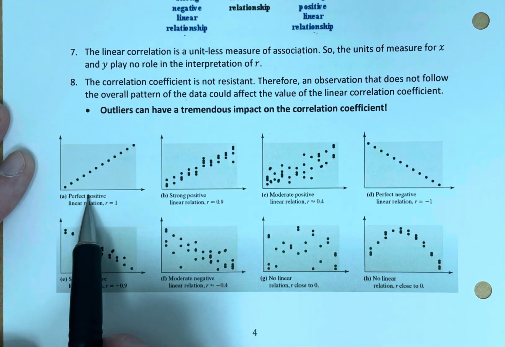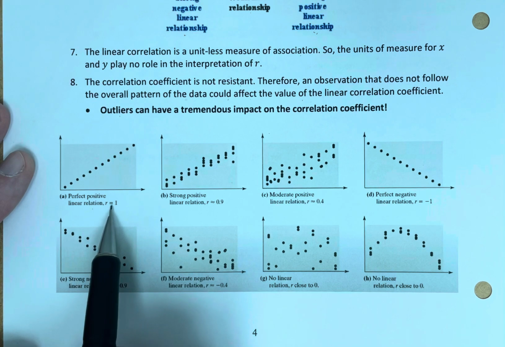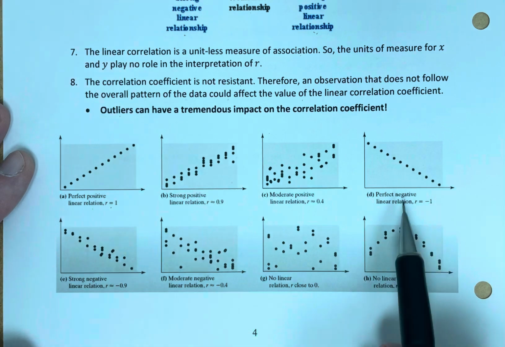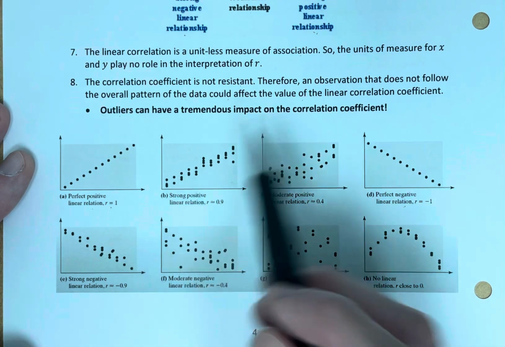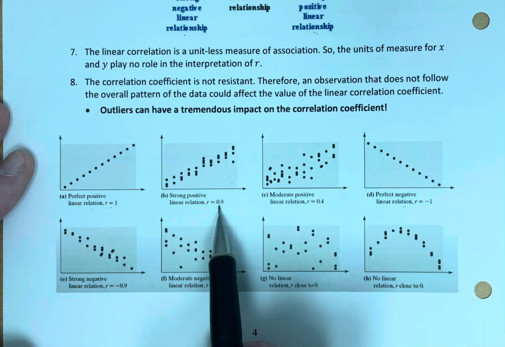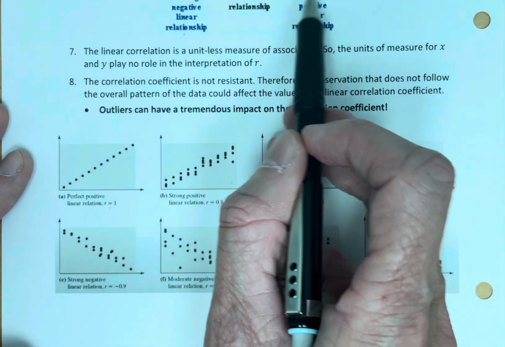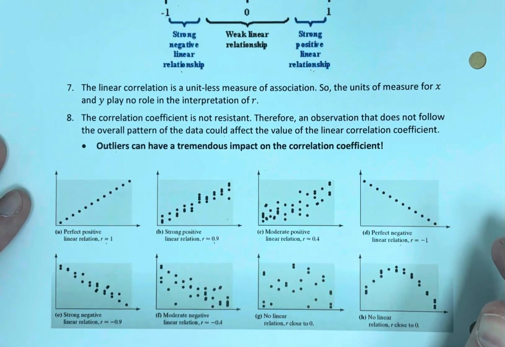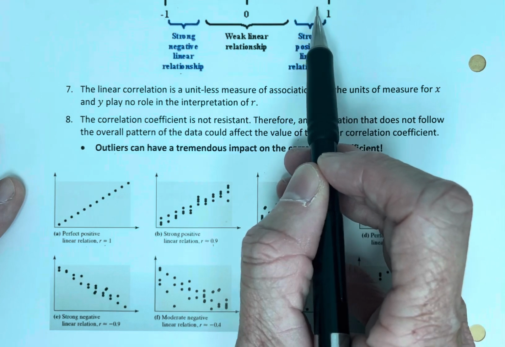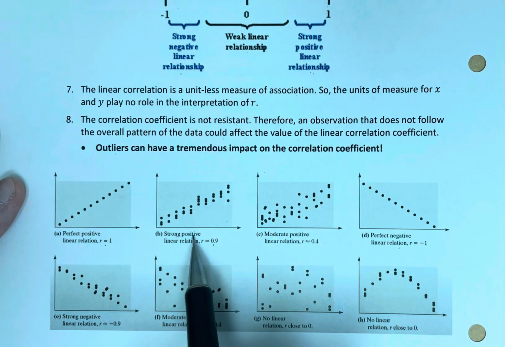Here are some samples of strong, positive, negative, and different strengths. So here's our perfect positive. R is equal to 1. I can draw a beautiful line right through all those points. Here's our perfect negative. Okay, here is a strong positive. In this case, R is equal to 0.9. The 0.9 here is up very close to 1, so that's a strong positive.